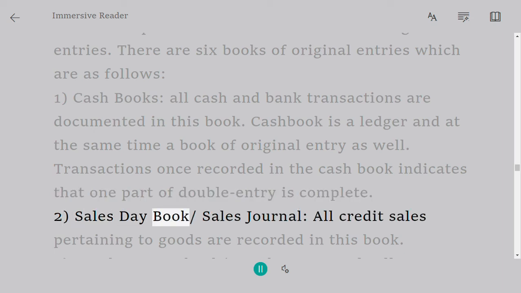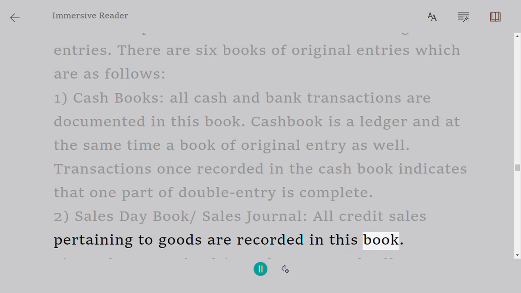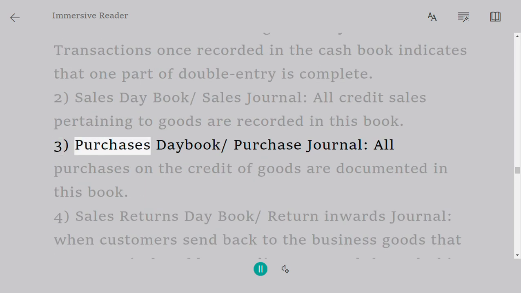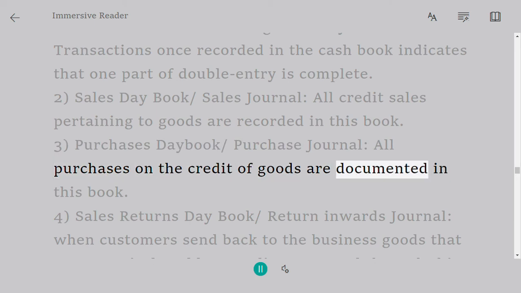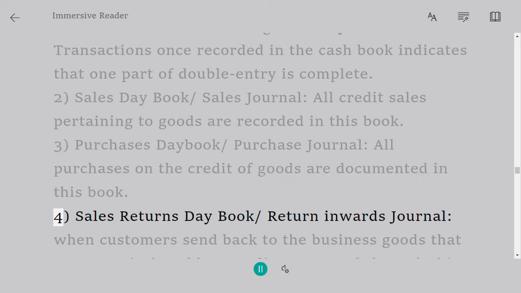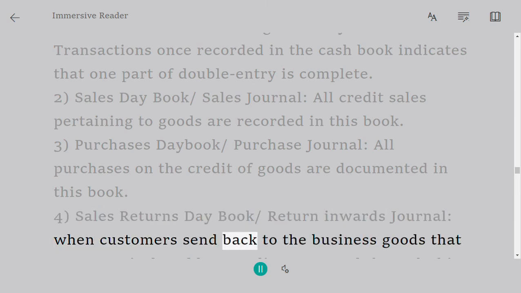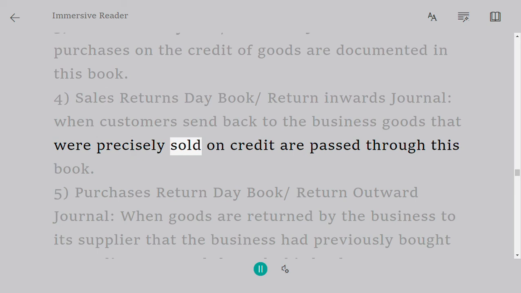2. Sales book/sales journal. All credit sales pertaining to goods are recorded in this book. 3. Purchases book/purchases journal. All purchases of goods on credit are documented in this book. 4. Sales returns book/returns inward journal. Goods that were previously sold on credit and are sent back by customers to the business are passed through this book.